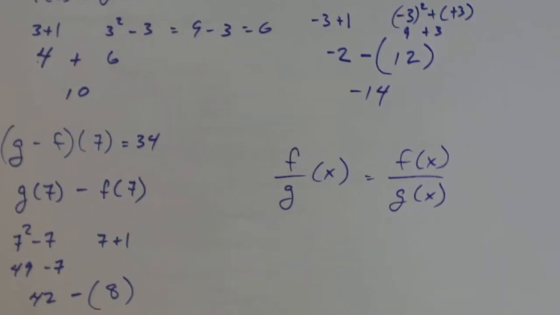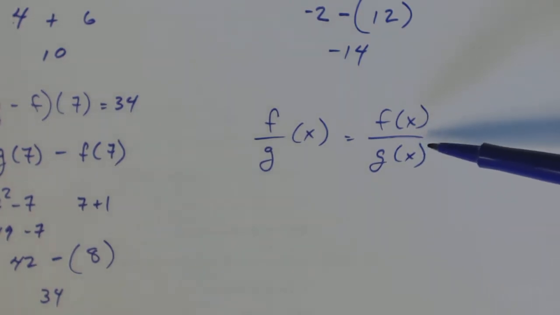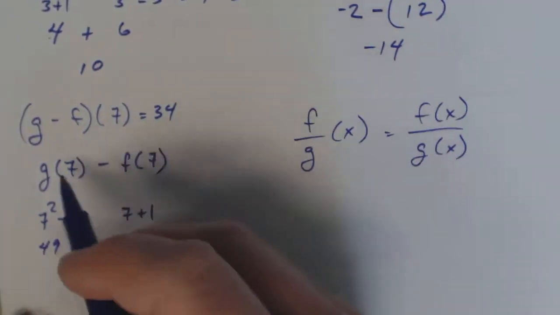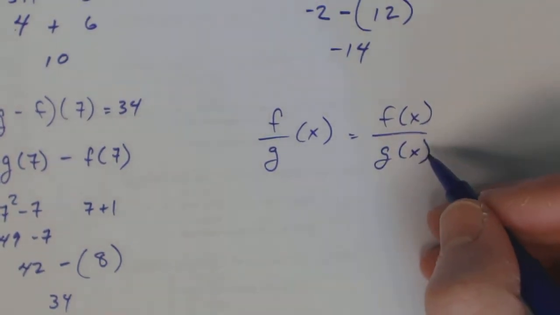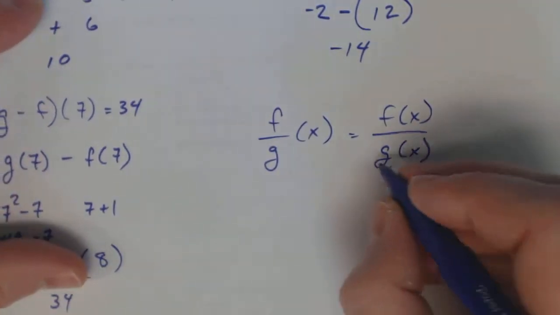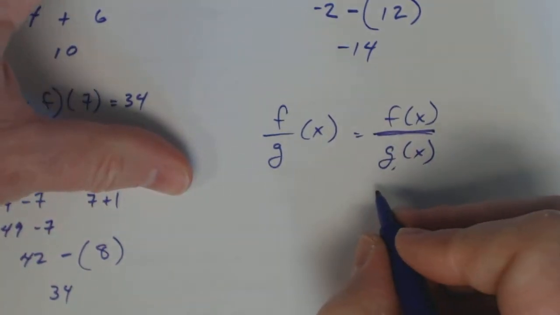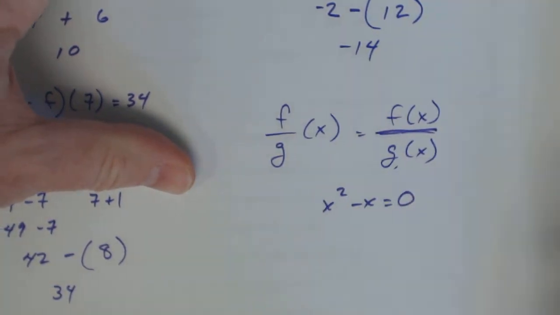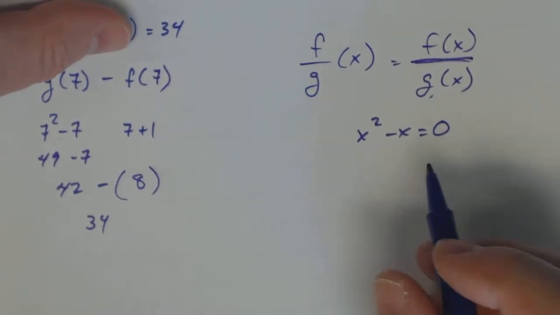So what's the problem then when you start dividing them? Remember, the big thing you can't do is divide by 0. So what value of x when you plug it into g would give you 0 for the denominator? Basically, to find the domain, since it's a fraction, take the denominator, which is g of x, which is x squared minus x. You set that equal to 0. When you solve this, these are the values that cannot be in the domain.